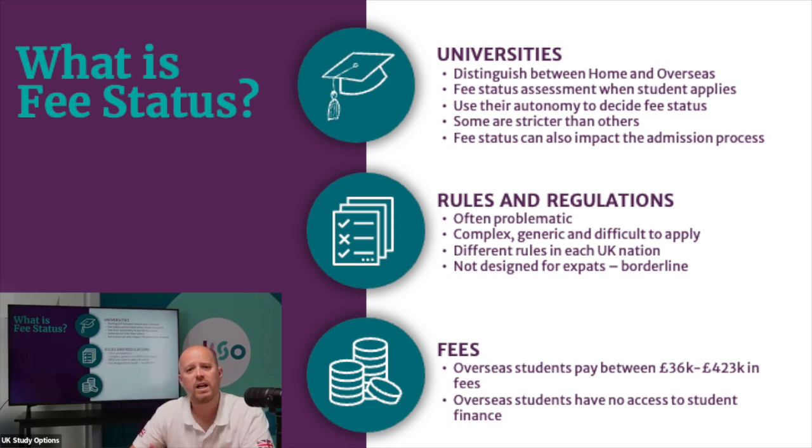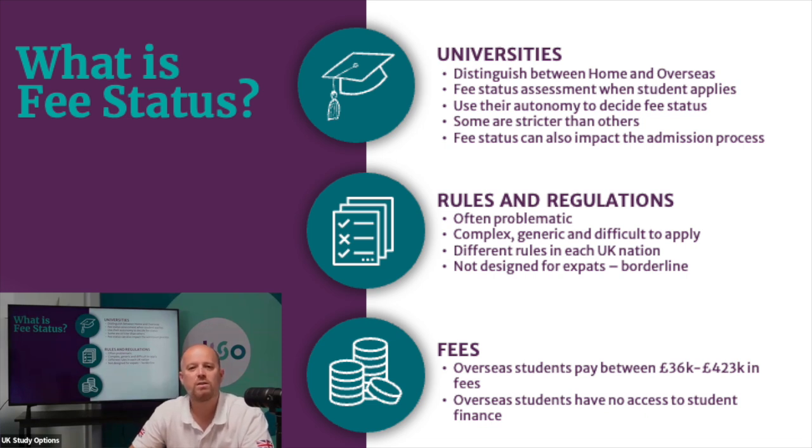So universities are undertaking these fee status assessments, and they are using rules set by the UK government. But these rules are problematic. They are very complex, they're very technical, and there's a lot of grey area in the rules. So there's a lot of areas where universities need to make their own judgments and use their discretion. And especially for expat families, who are often considered to be on the borderline when it comes to whether or not you fall into one of these home fee categories, it can be very unpredictable.